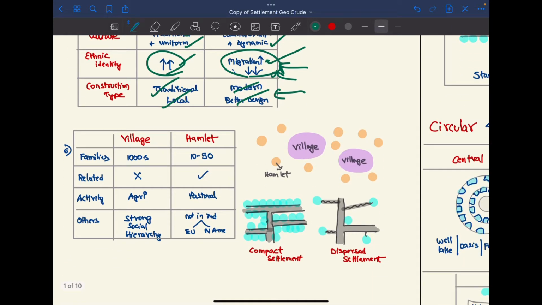Now, based on the compactness, we have village and hamlet. Here the number of families living is in thousands. Here only 10 to 50. All the families are not related in a village, and they are all related in a hamlet. The most important activity is agriculture. Here it is pastoral activities.